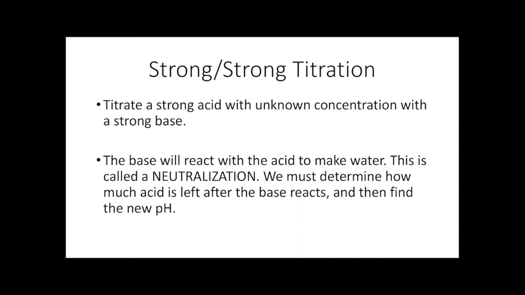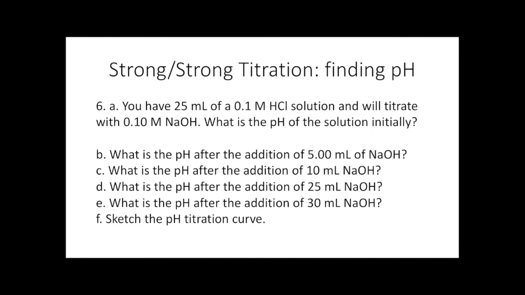If you titrate a strong acid with a strong base, you're making water. It's a neutralization reaction, which I talked about, and we can find our pH, and it's relatively easy. All right, so here's a big long problem. You have 25 mL of a 0.1 molar HCl solution, and you're going to titrate with NaOH. What we're going to do is, after every step, find a new pH. There's a couple of ways that we have to do this.